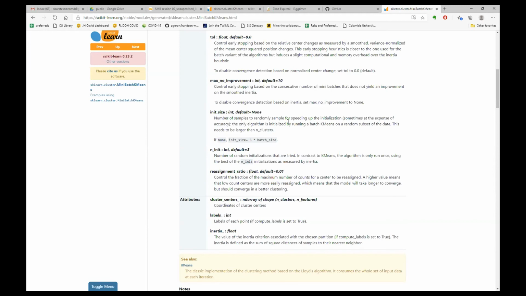Okay. This says number of samples to randomly sample for speeding up initialization, right? So isn't this where your init is grabbed from, like those points? Your randomly initialized points? Yeah, never mind. Forget that.